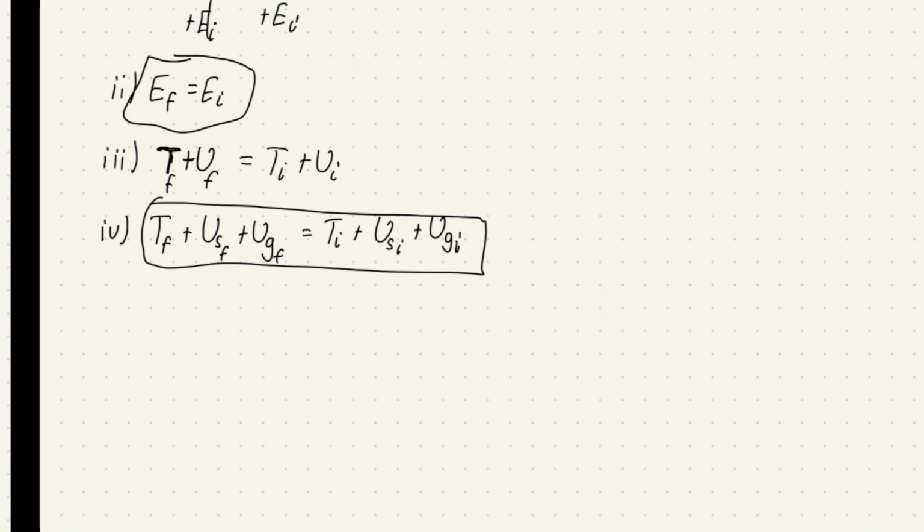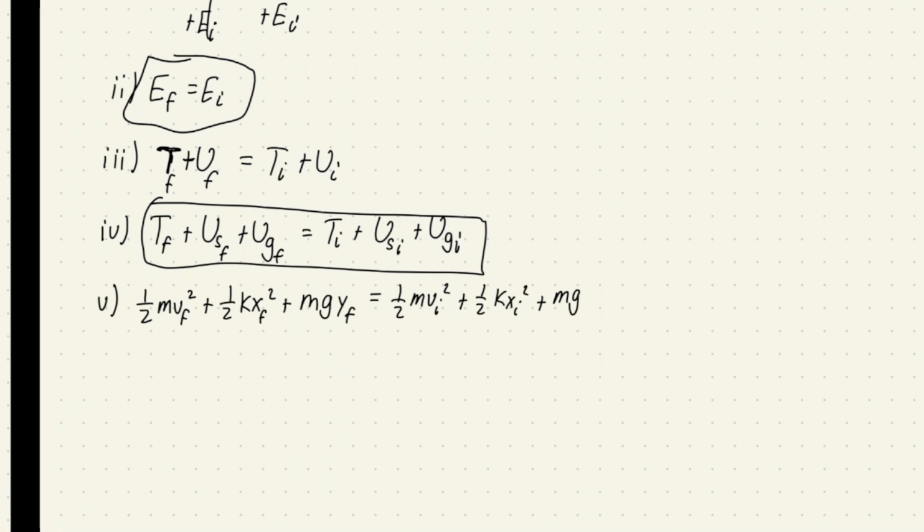We can go one more step further and replace our T final with 1/2 mv final squared. We can replace our U spring final with 1/2 kx final squared. And our U gravity final will be mgy final. I'll do the same thing to my initials. So I get 1/2 mv initial squared. I get 1/2 kx initial squared. And I get mgy initial.